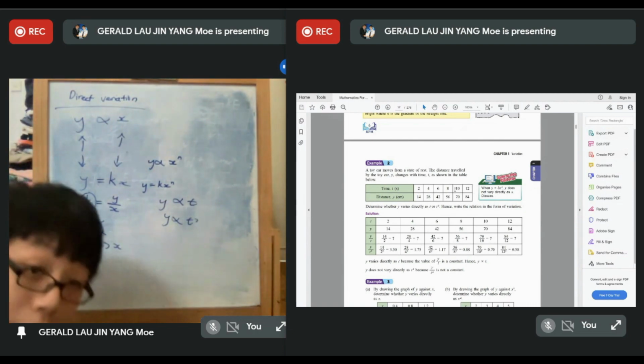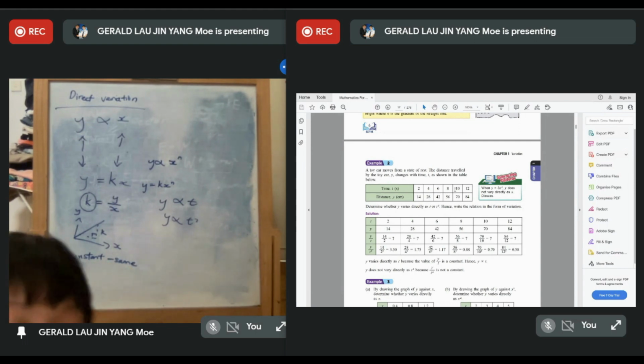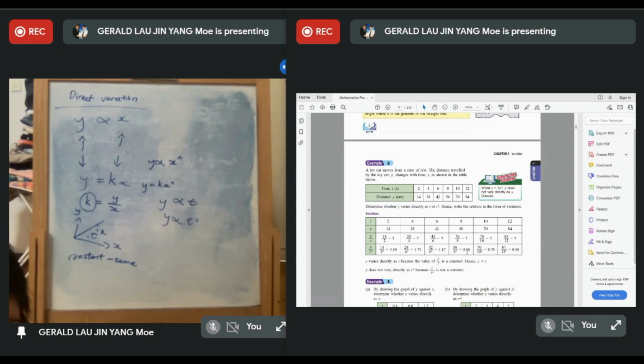Okay, now how you want to determine is, like I said, this is a constant. What does a constant mean? Constant means it's always the same. So now you compare the data, you look at the textbook, you compare the data. Y against t is 7, 7, 7, all the way is also 7. But for the t squared, it's 3.5, 1.75, 1.17, 0.88, all different.